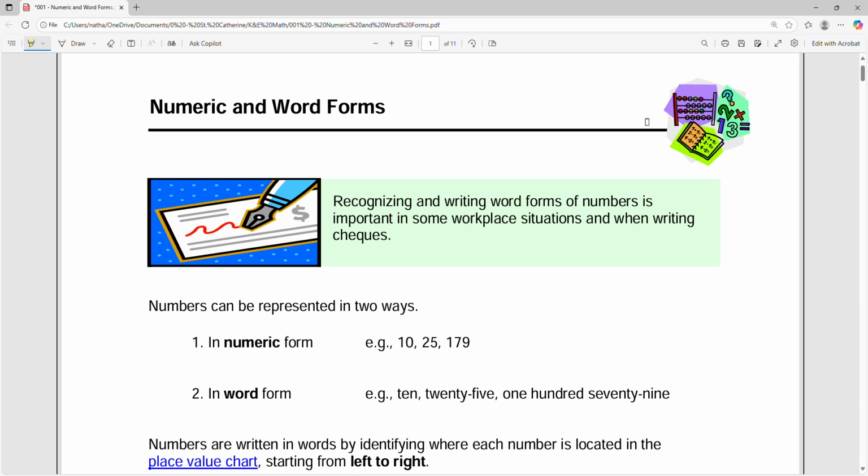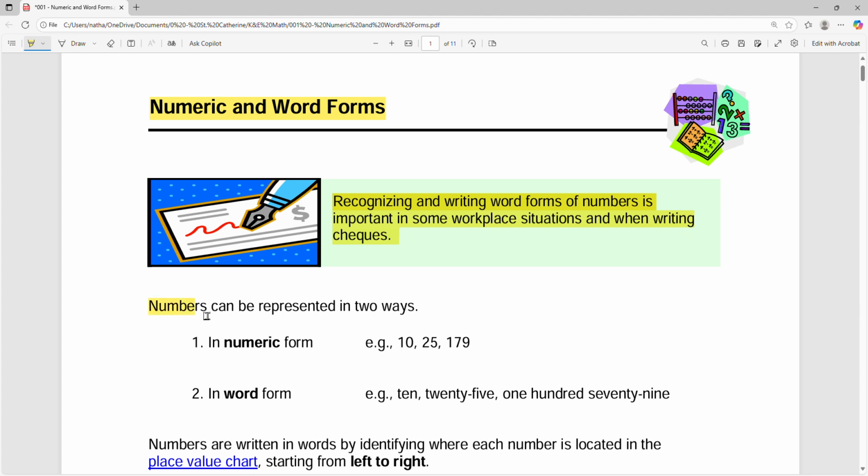Okay, in this video we're going to be reading through the notes together before you go on to do some practice questions for today's lesson. So we're looking at numeric and word forms today. Recognizing and writing word forms of numbers is important in some workplace situations and when writing checks.